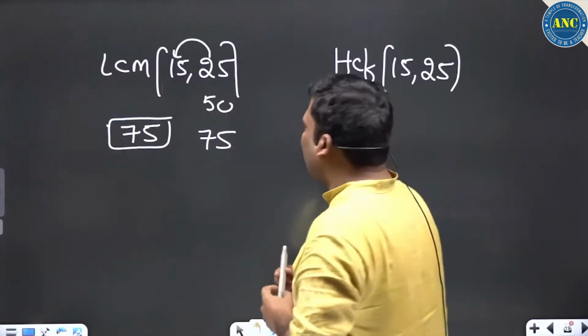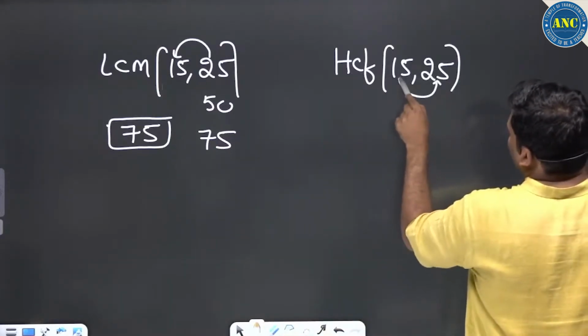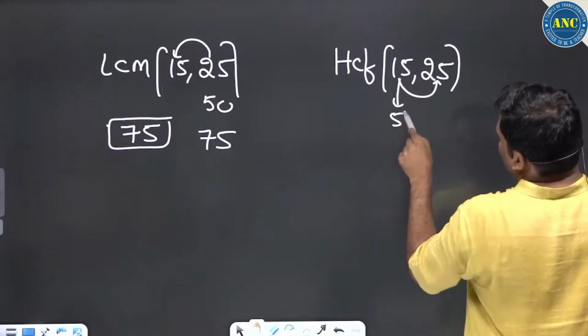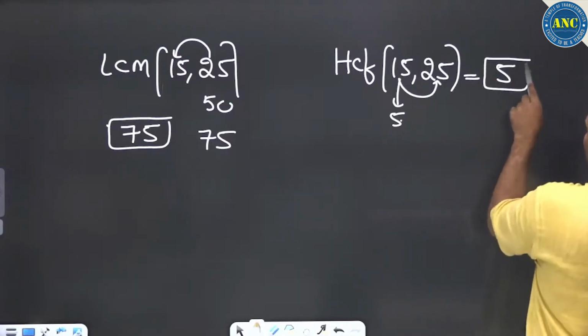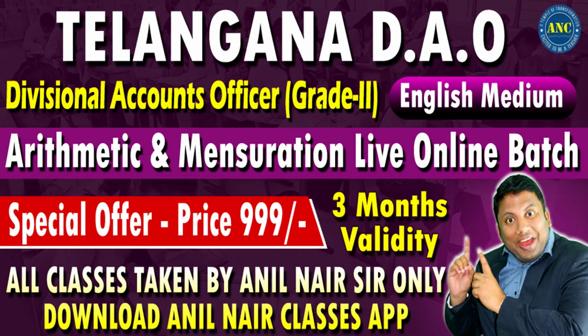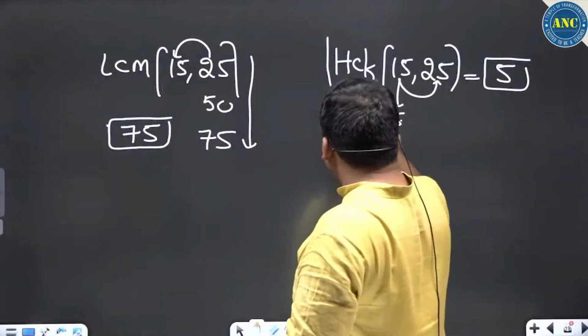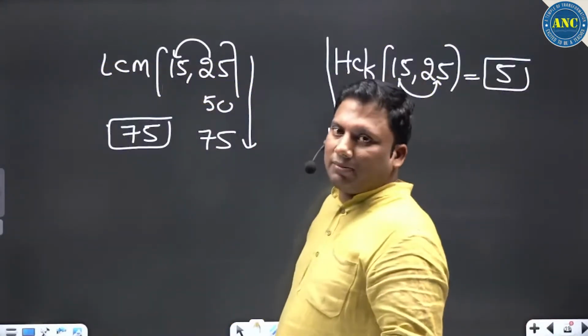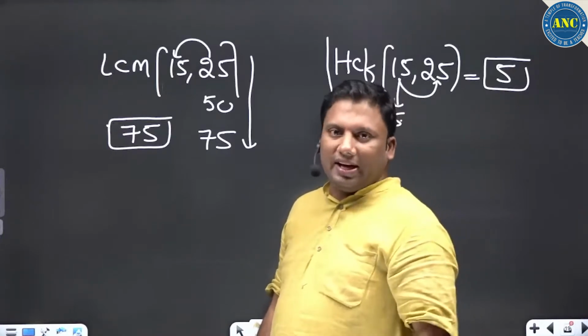Now HCF of 15, 25: does 15 divide 25? No. Factor of 15, 5. Does 5 divide 25? Yes. Answer is 5. For LCM, I take multiples of the largest number. For HCF, I take factors of the smallest number. I hope the idea is clear.